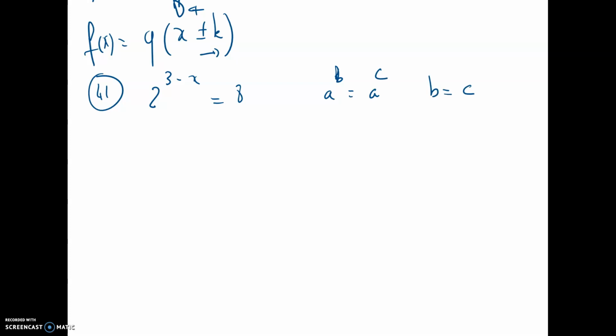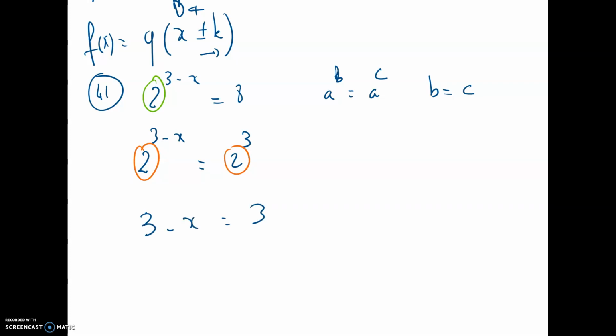You cannot simplify 2 as much as possible, because 2 will be only 2. So you can expect to try to find your 8 as a multiple of 2. And 8 is 2 cubed. So we basically have 2 to the 3 minus x equal 2 cubed. Now we have the same base, and so we can equal the exponents. So 3 minus x equal 3.